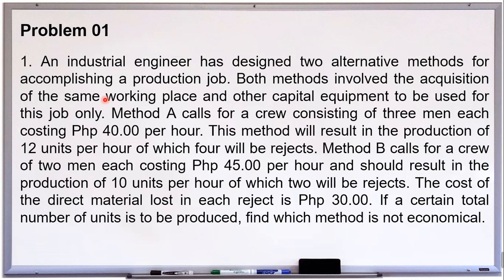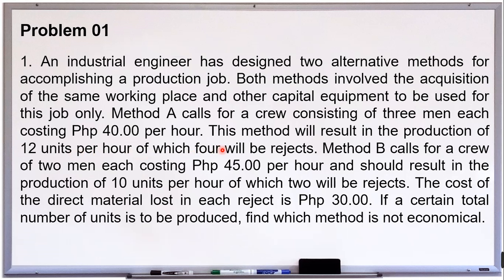with problem number 1. In this problem, we have an industrial engineer who needs to select between two alternative methods in accomplishing a production job. For the first method, method A, it utilizes three men, in which each of these three men has a rate of 40 pesos per hour. Each of these three men can produce 12 units in 1 hour, in which there are 4 units that are rejected during the production process.